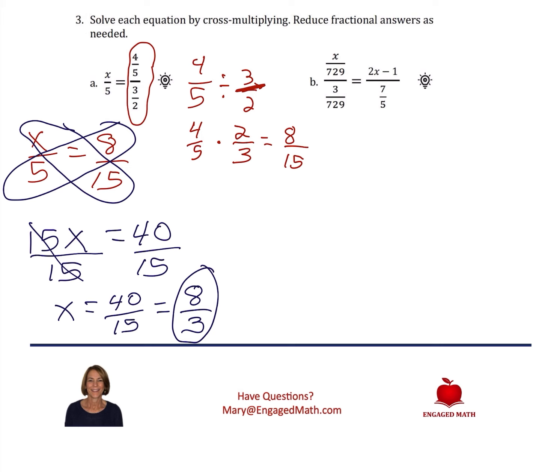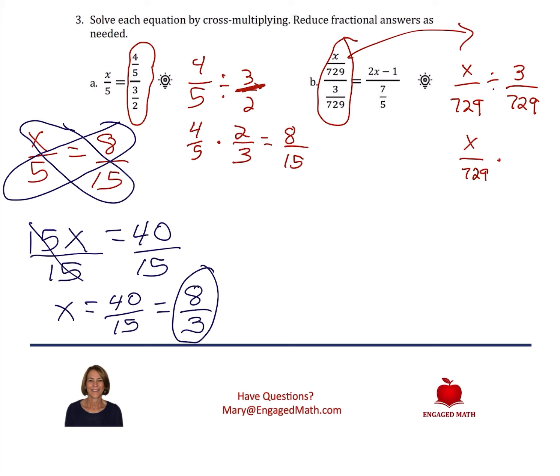Okay, once again, we're going to try and simplify this left-hand side before we move on. So off to the side here, I'm going to show what we're going to do there. We're basically saying x over 729 divided by 3 over 729. Now, we're going to once again use our keep, change, flip method of dividing. So it's x over 729 times 729 over 3.